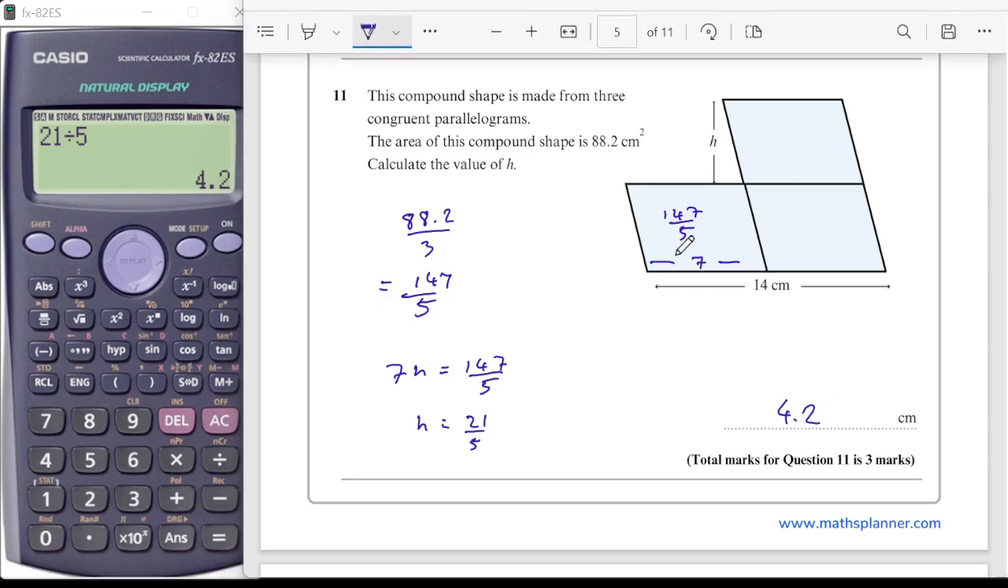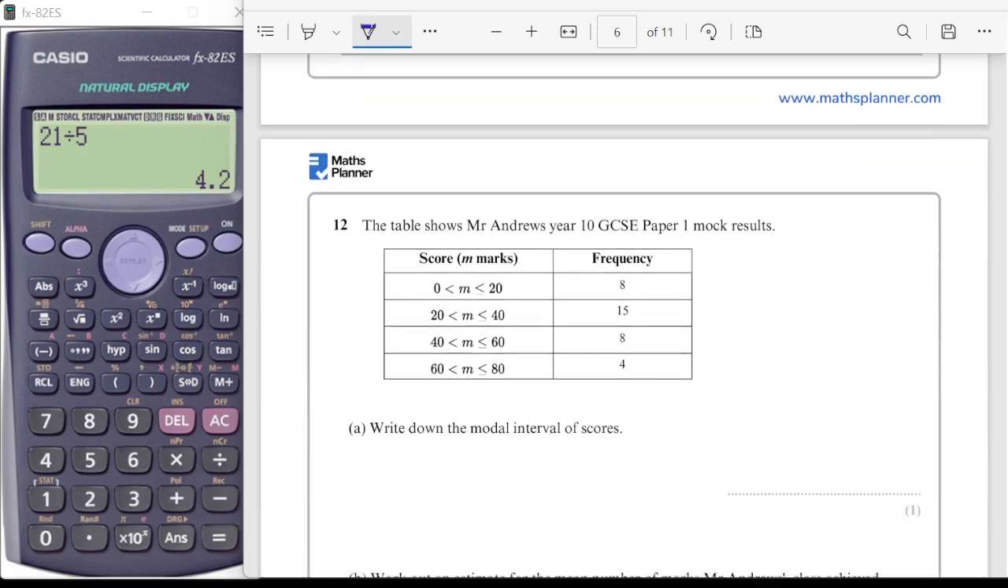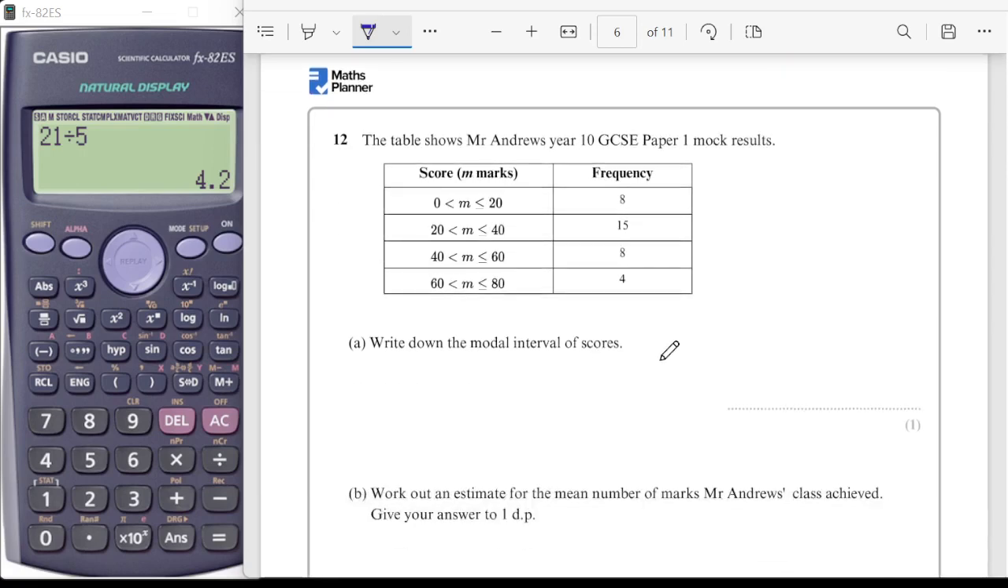Right, question 12 then. This table shows Mr Andrews' Year 10 GCSE Paper 1 mock results. We've got 0 to 20, so we've got groups. It looks like they're all even groups. Write down the modal interval of the scores. So the modal interval is the one that happens the most. Even though we call it modal interval, that's a way of describing scores. So the modal interval is the group that the mode appears in. So we're looking at 20 is less than m, which is less than or equal to 40.